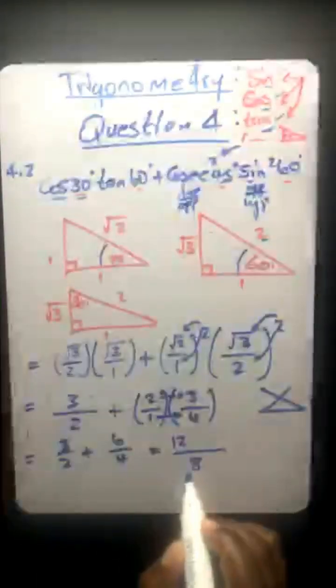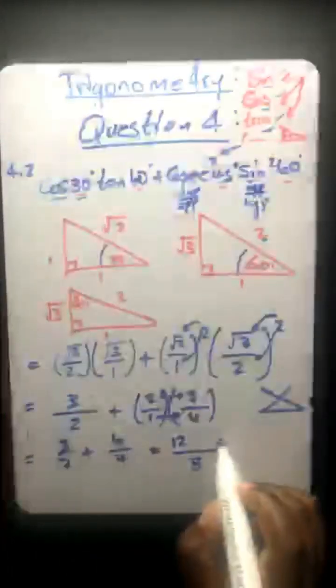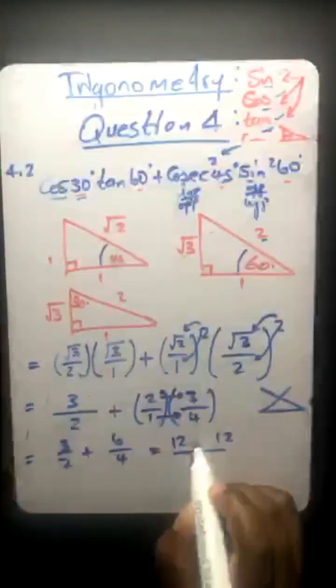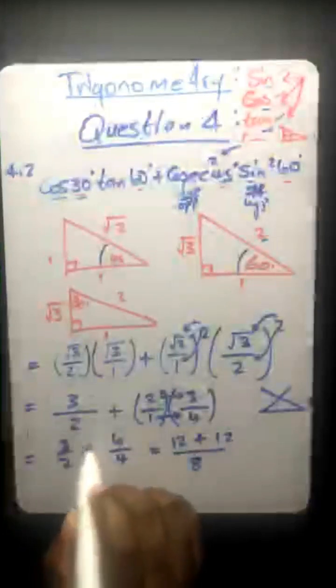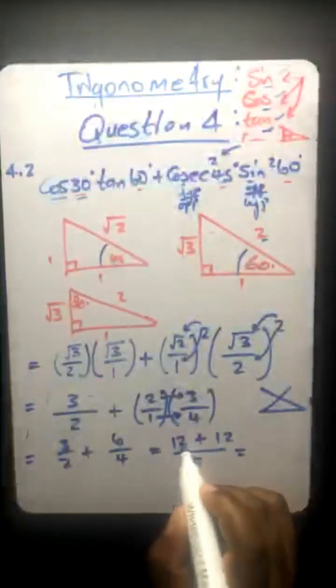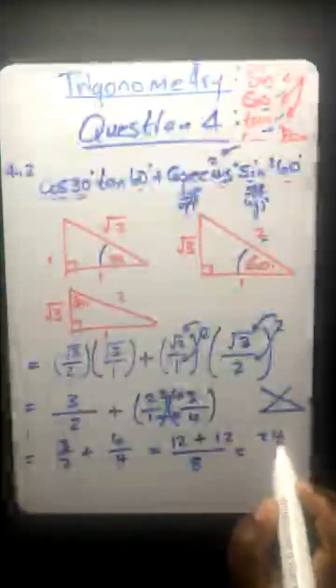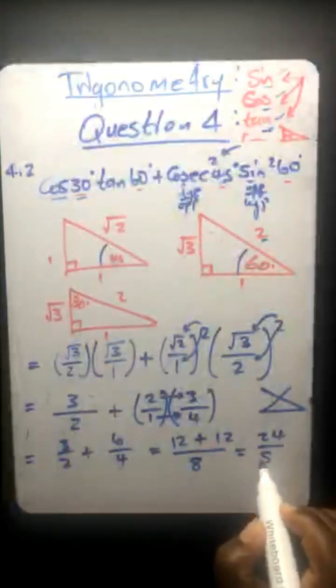I think that is 12. And then what is this times that? I think also that is 12. What is the sign in between? It is that same sign there. What is 12 plus 12? I think that is 24 over 8.